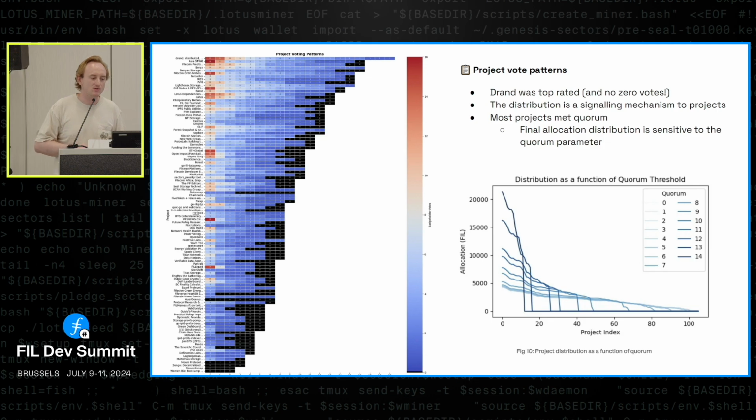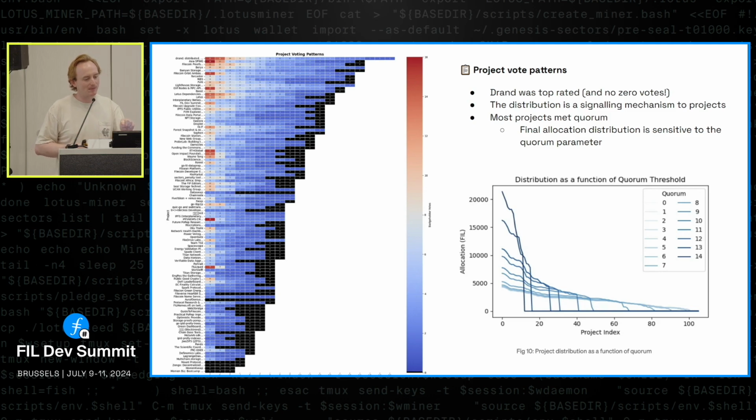And we can also look at the distribution of votes amongst the projects. So this is quite interesting too. You can see DRAND was the top rated project with no 0 votes. So it's getting a super strong signal. The signal is a lot of people think this is a high quality project. A lot of people voted for it highly, and very few people voted for it with a low score. That's just a super signal for that project, but there's also a signal for the other projects lower down, and that's interesting to see too.